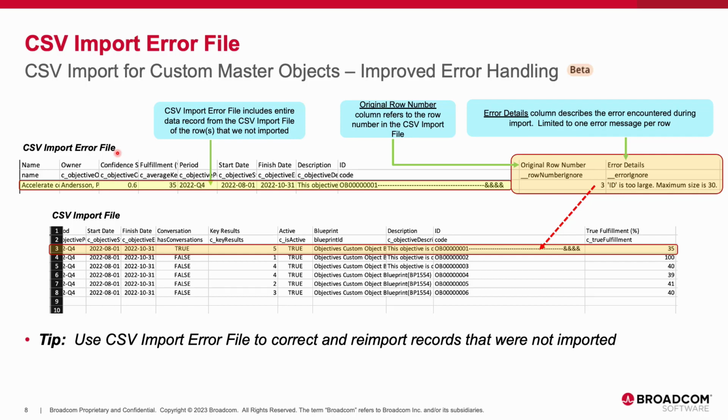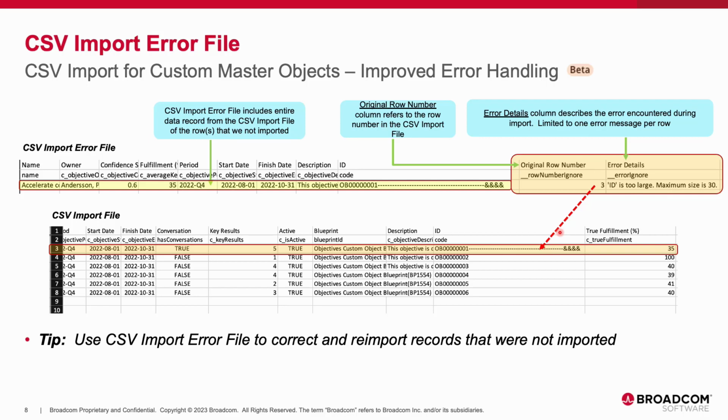So how do you find out what the errors are? In the CSV error file, we append 2 columns. One is the original row number, which corresponds to the CSV import file. In this example, the row number is 3 and refers to the Excel row number in the CSV error file. The next one is the error detail column. It gives you a description of what the error is. In this example, the ID is too large. The maximum size is 30, and the current value is greater than 30.